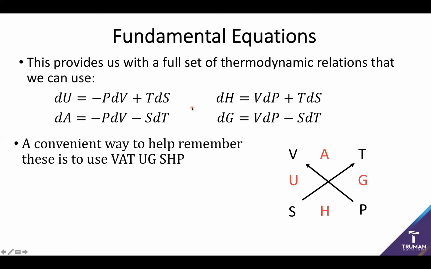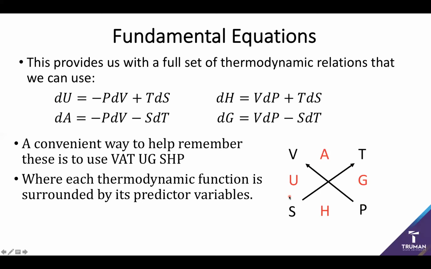However, there is a convenient way to help remember it. And just remember that UG ship. So where at our four corners are our four variables, and at our sides are our four controlling thermodynamic functions: Helmholtz, internal energy, Gibbs, and enthalpy. And each of these functions is going to be controlled by the two variables next to it, with a constant of the two variables across from it.